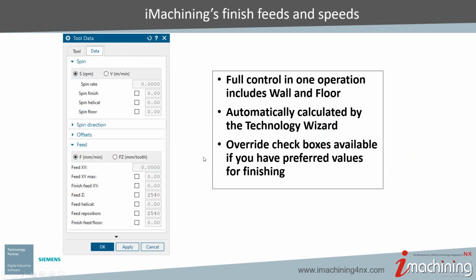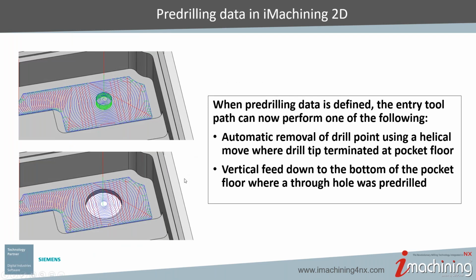All of the finish feeds and speeds are also available. We have the ability to set individual feeds for finishing walls, finishing floors, and finishing helicals, and we have the same options for spin and for feed. These are all calculated by the technology wizard, but we have our override checkboxes to be able to provide our own values.